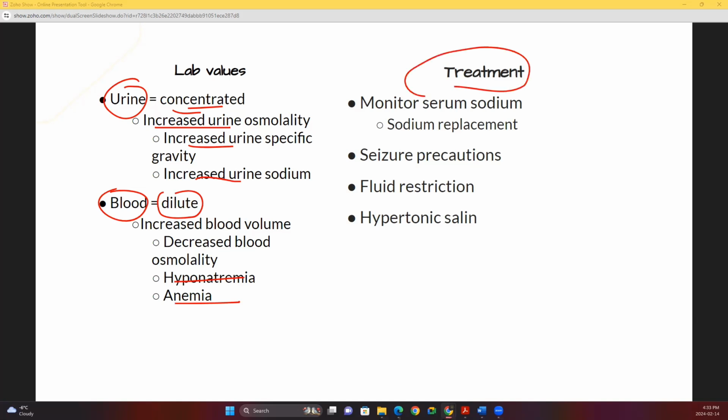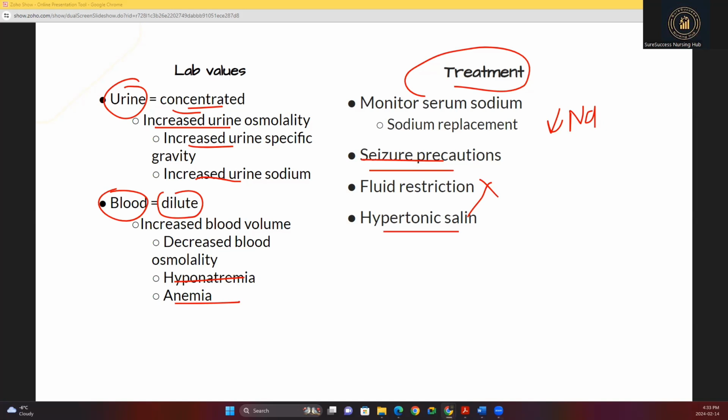Treatment. So what will be the treatment of this patient? Sodium replacement, because sodium is low. Seizure precautions immediately started. Will you give water to this patient to drink? Fluid restriction, no. And why do I need hypertonic solution? Remember what is hypertonic solution?